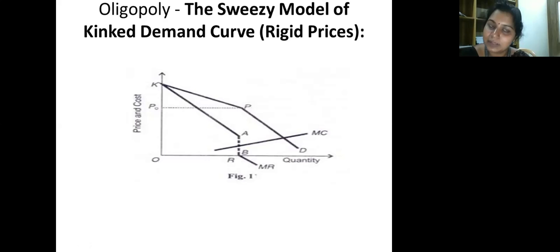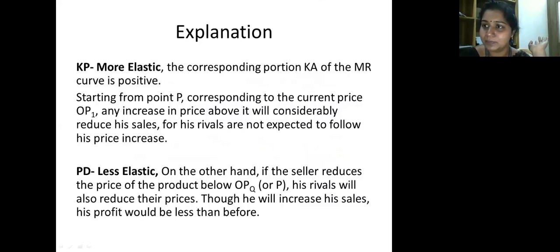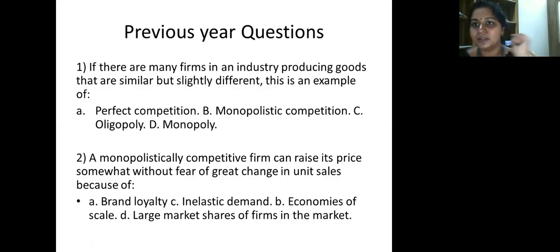Okay, so this is the reason behind the kinked demand curve. There is a kink: when one firm increases the price, no one else increases the price, so it is inelastic. When the price keeps declining, everyone declines the price. So this is the reason KP is elastic and PD is inelastic. KP is more elastic, PD is less elastic. That is the concept you have to keep in mind. It is called the kinked demand curve, and the person connected to it is Sweezy, one of the famous economists. We will see a few questions from this chapter and we will finish it.